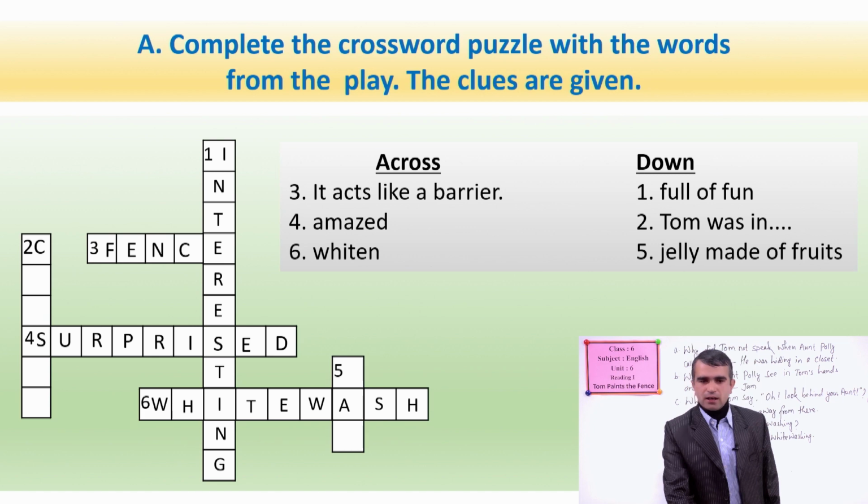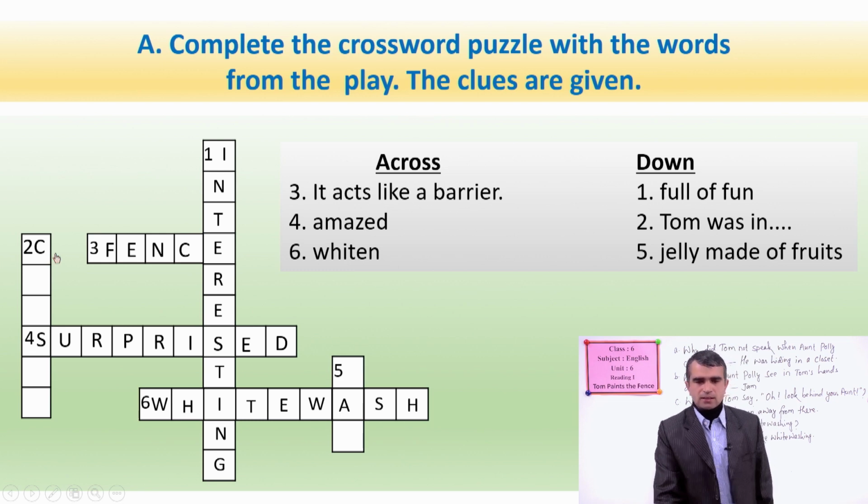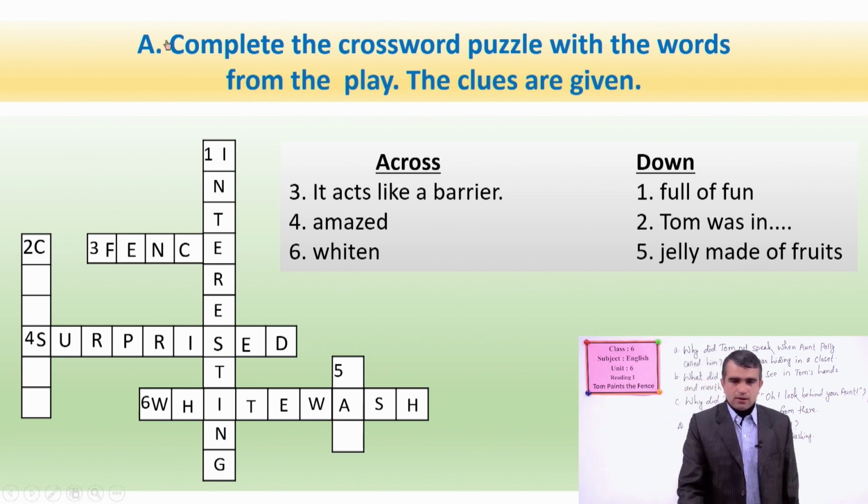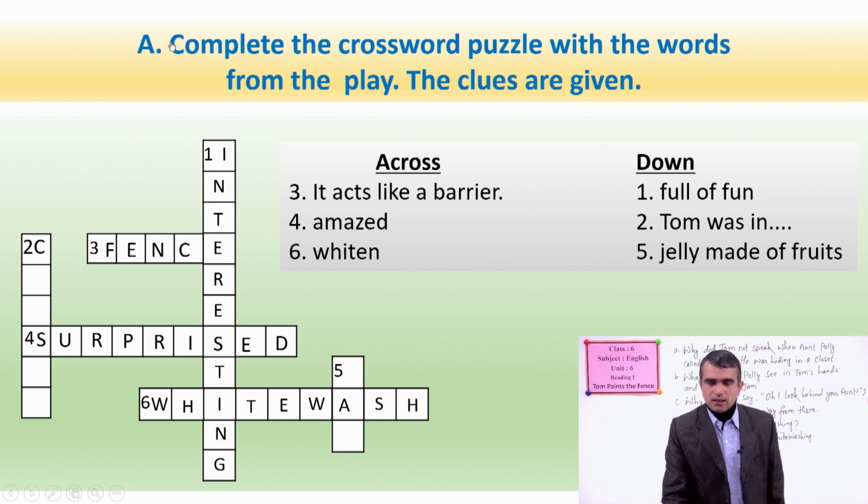Now next one, number two. Tom was in. Where was Tom? Now you should start from here. Number two. The first letter is given there, C, and Tom was in is given, so where was Tom? Very good, that is what? Closet. He was in a closet, so spell it, C L O S E T, closet. He was in a closet.